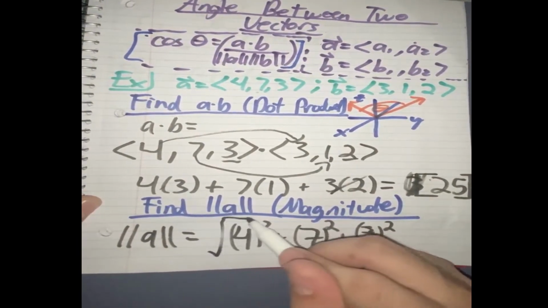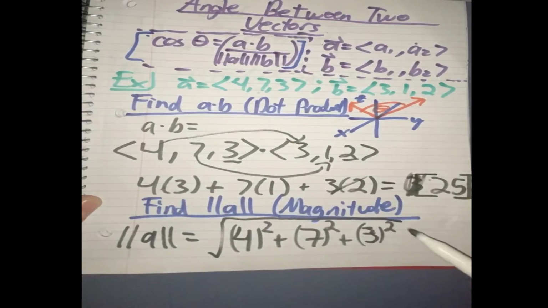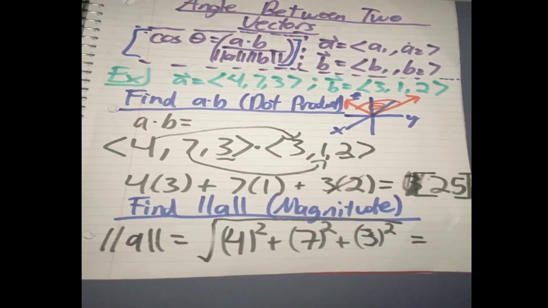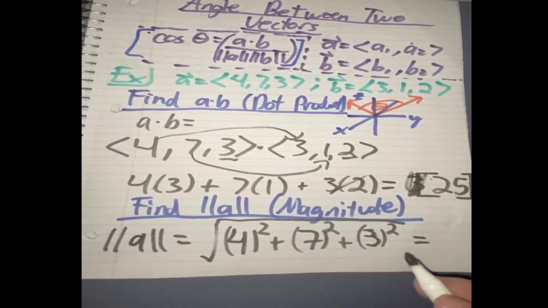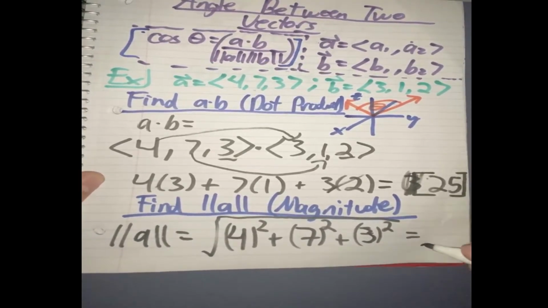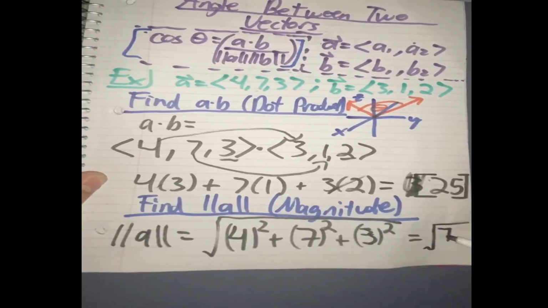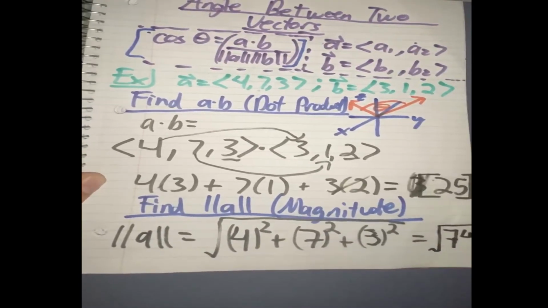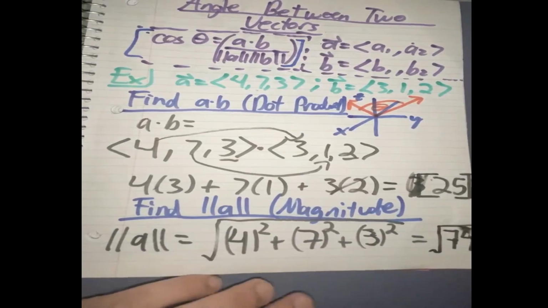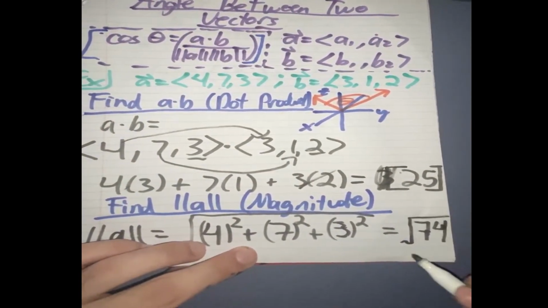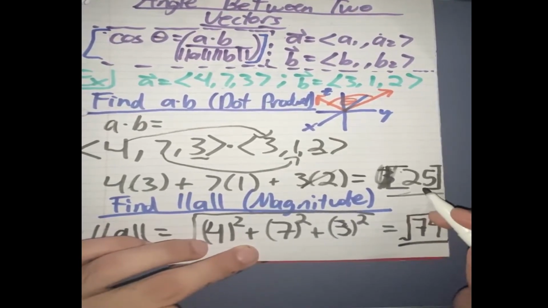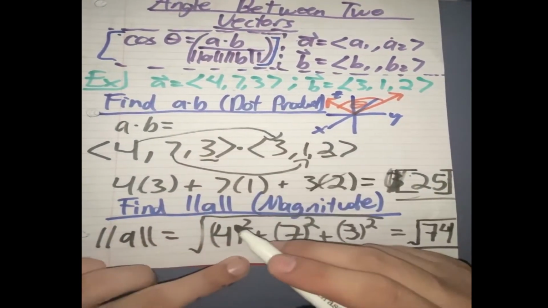And the square root. So whenever we add these numbers together, we get 16 plus 9, 25. 25 plus 49, 74. And so the magnitude of vector A would be the square root of 74. And so now we have our dot product, and we have our magnitude of vector A.